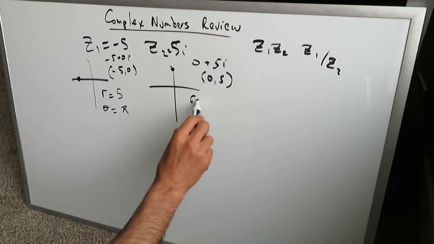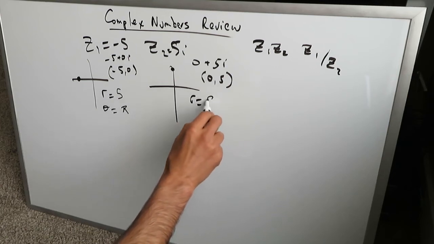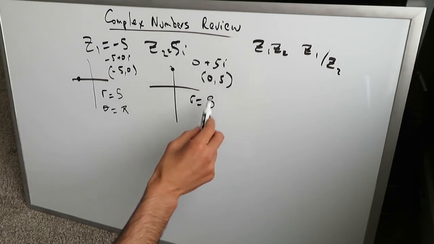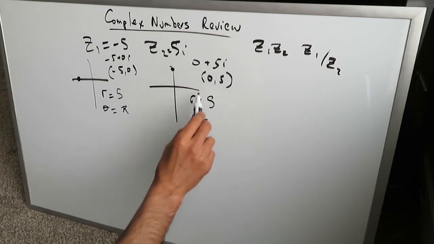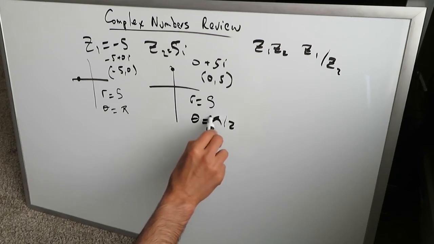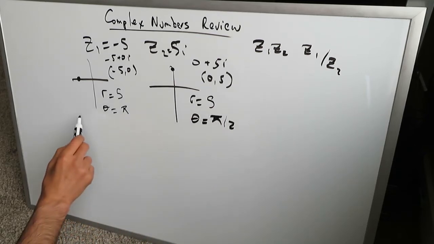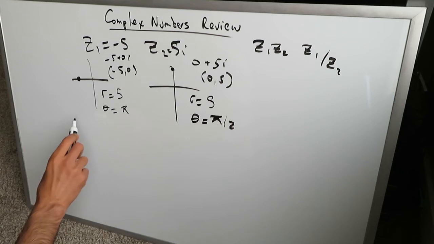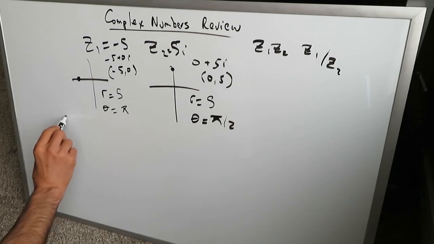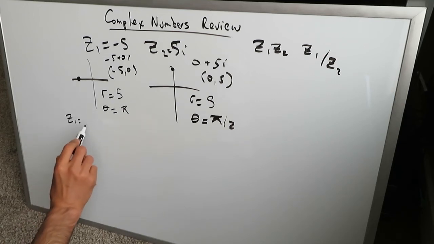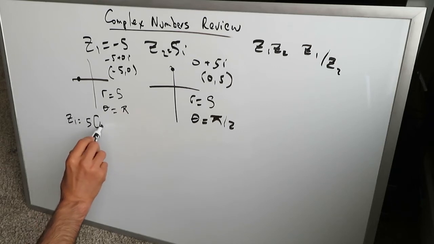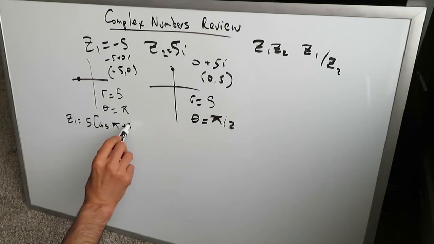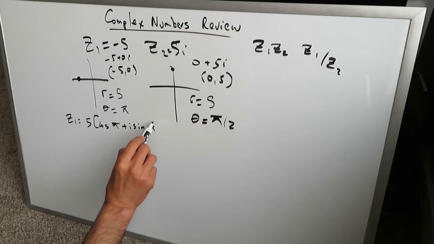Over here, modulus is going to be just a 5. 0 squared plus 5 squared, root, you'll get a 5. And your argument will be pi over 2, which is 90 degrees. We basically have everything we need now to determine the trigonometric or the polar forms. The polar form of this Z1 complex number, of course, is 5 cosine pi plus i sine pi.